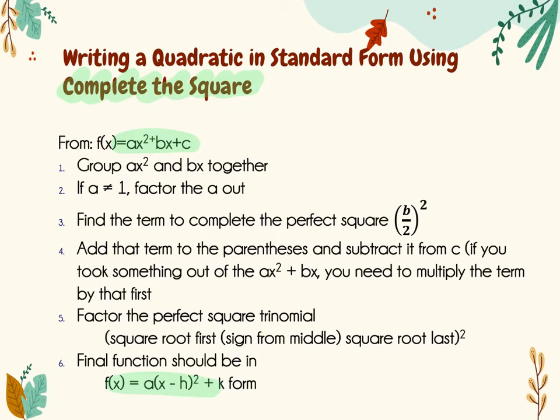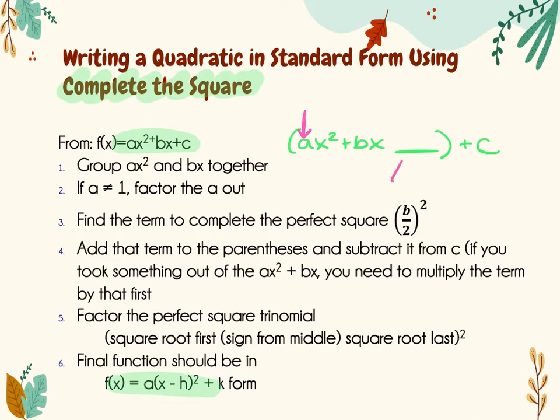So the first thing we're going to do is group together the ax squared and the bx. And we're going to leave a space because we're going to fill that in. We're going to bump the c to the outside. If there's a number or a sign, like negative, on the front of the x squared, we have to factor that out. So we would take it out of both of those terms. It's going to sit on the front.